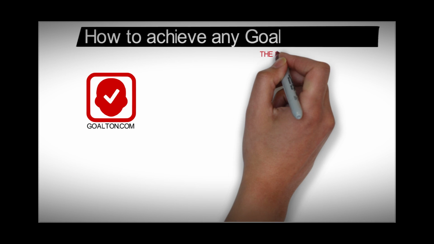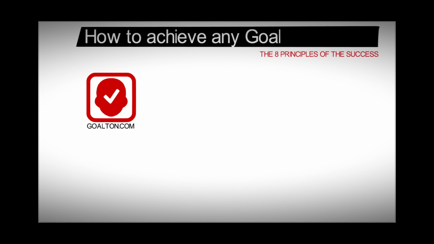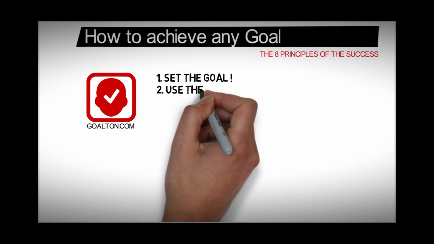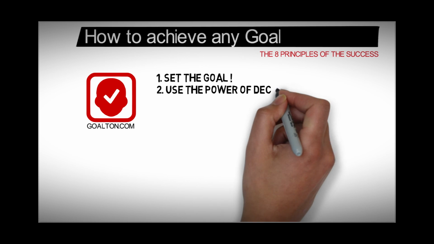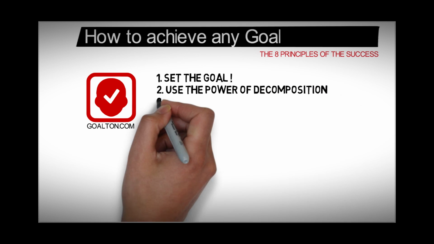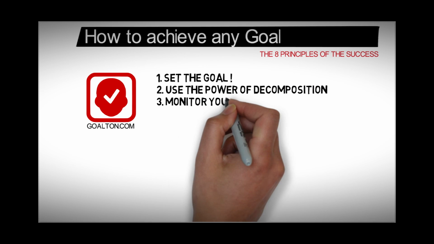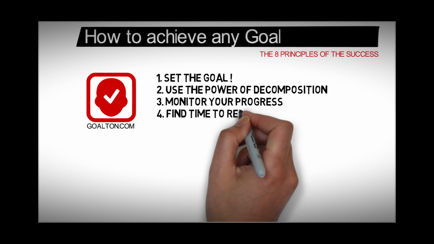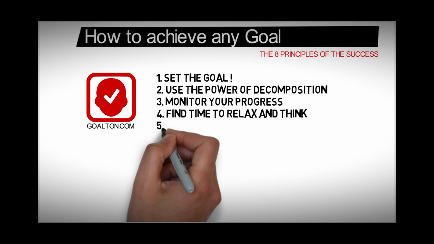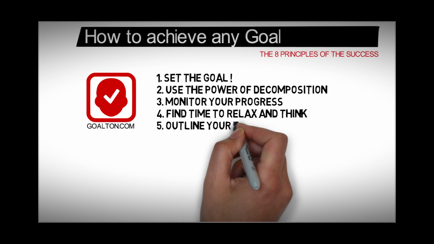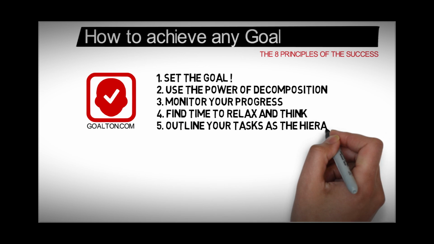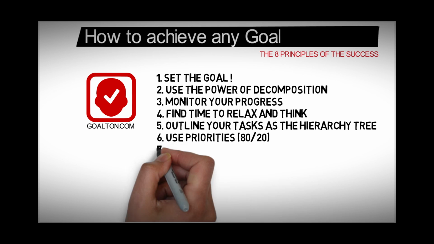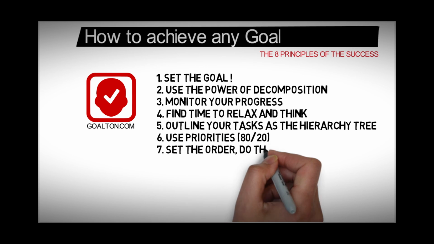Let's summarize the 8 principles of success. Set the goal. Use the power of decomposition. Monitor your progress. Find time to relax and think. Outline your tasks as a hierarchy tree. Use priorities, 80-20. Set the order, do the most important first. Try to use sprints.